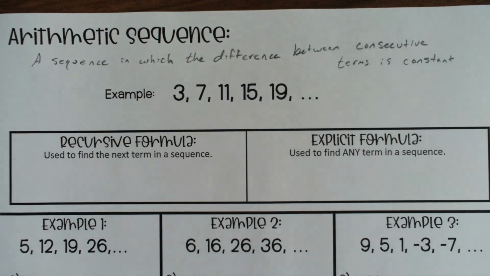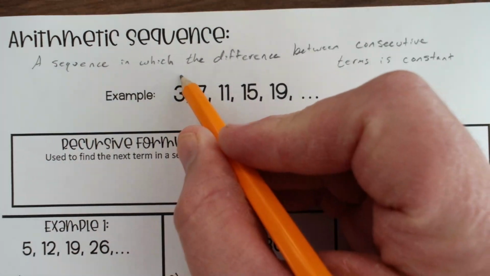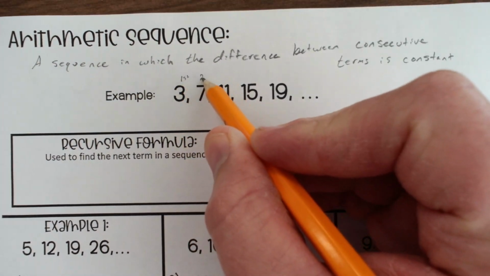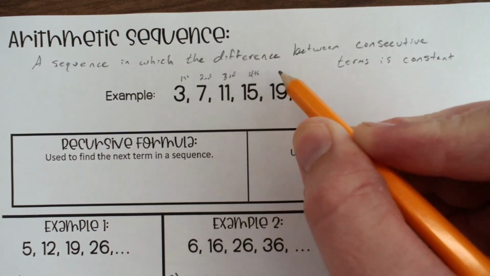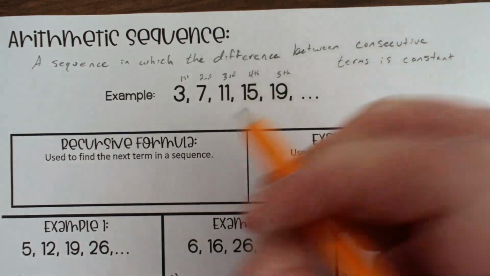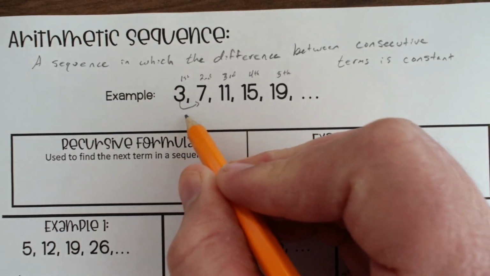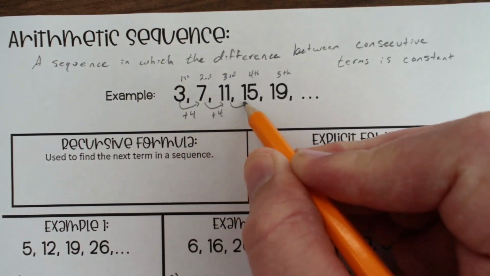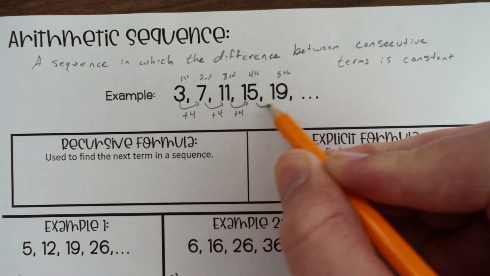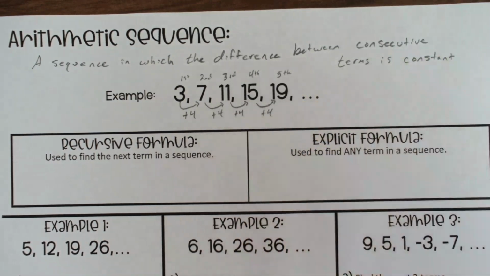What that means is here are our terms. This is the first term, this is the second term, this is the third term, the fourth term, and the fifth term. And between them, they are constantly being increased by 4. So because they are increasing or decreasing, but in this case, because they're increasing by a constant term of 4, that means this is an arithmetic sequence.